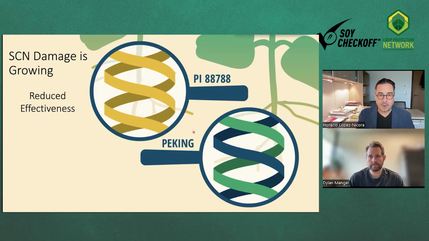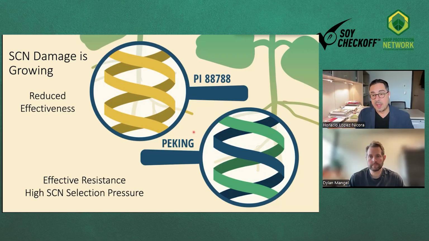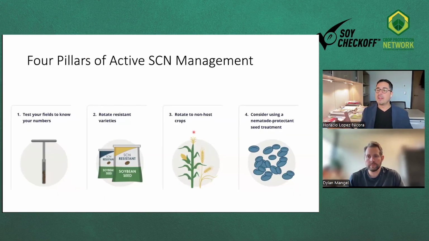So unfortunately, like I mentioned, with PI 88788, the resistance is being reduced due to the adaptation of the nematode. And then we have a great alternative that we can use in rotation of these sources of resistance, but it is a high risk if we misuse it to, again, run into the same problem that we did with PI 88788. And that brings us to the integrated management approach.